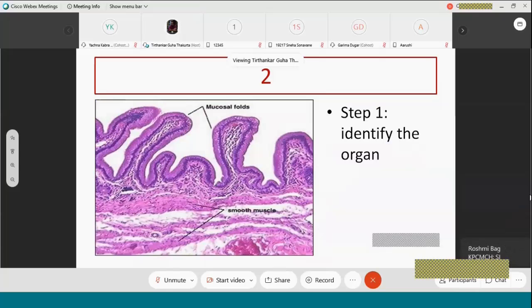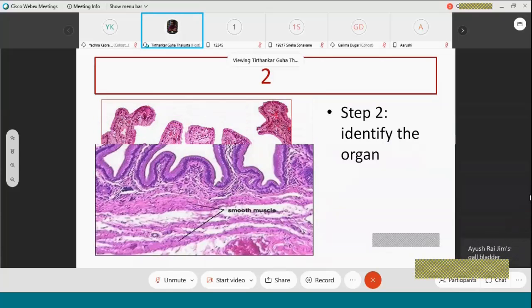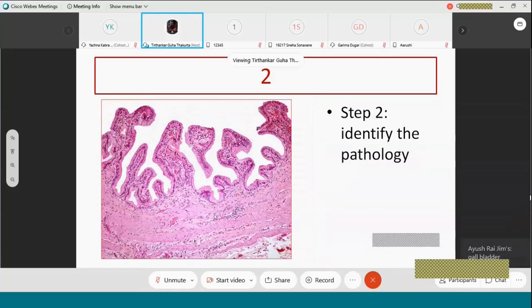So there are folds, villus-like folds, but directly below the lamina propria there is smooth muscle. There is no submucous layer. So this is the gallbladder. Let's see what changes are there. The gallbladder wall is infiltrated by inflammatory cells. However, there is no exudation. So what kind of inflammation might this be?